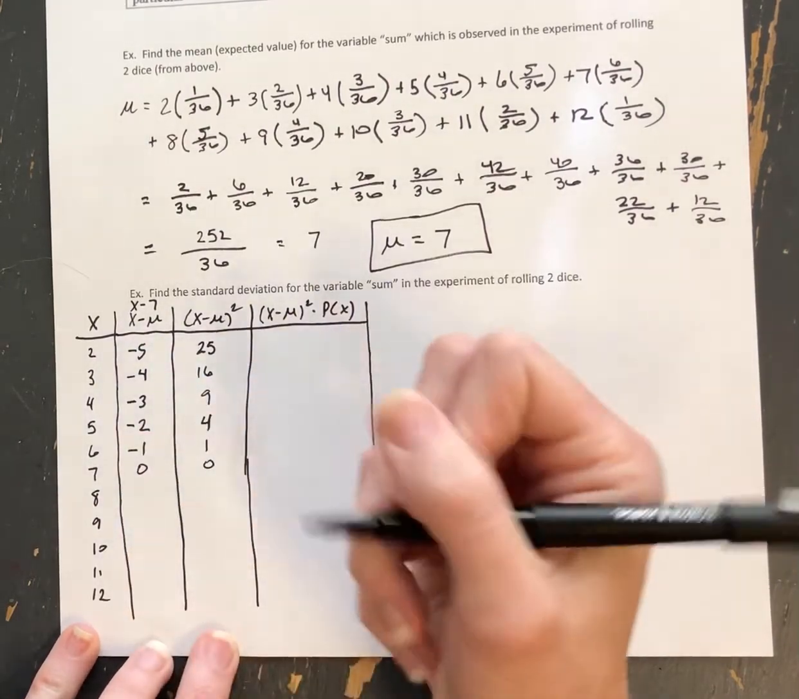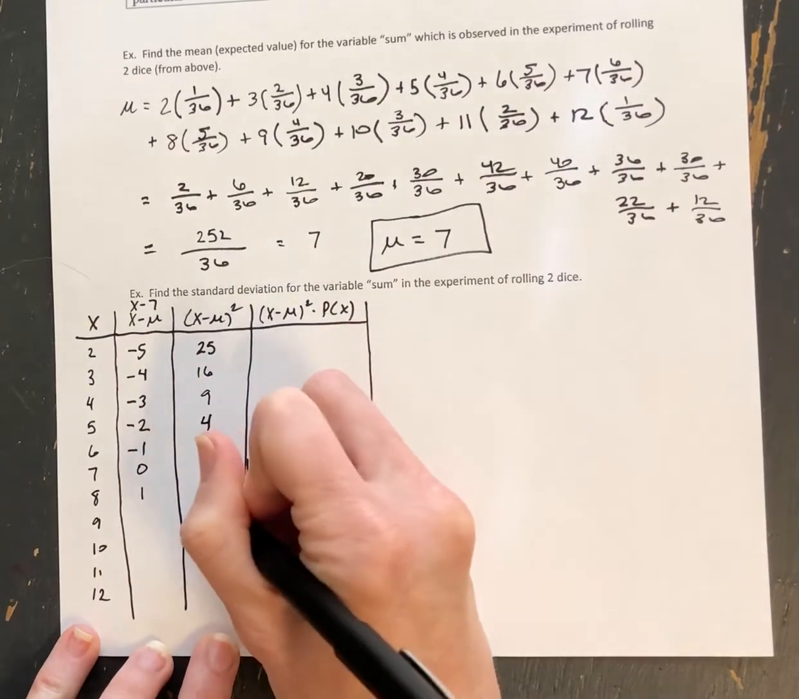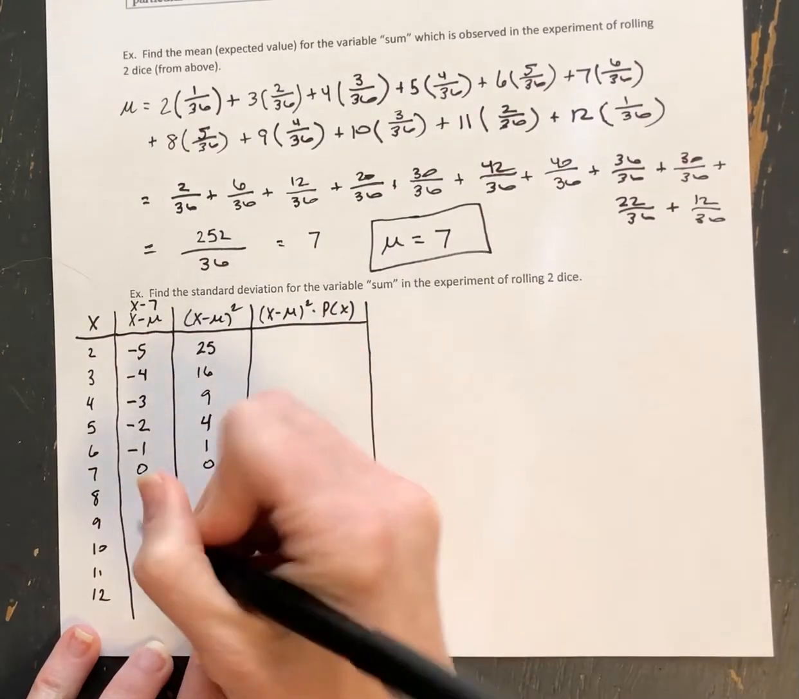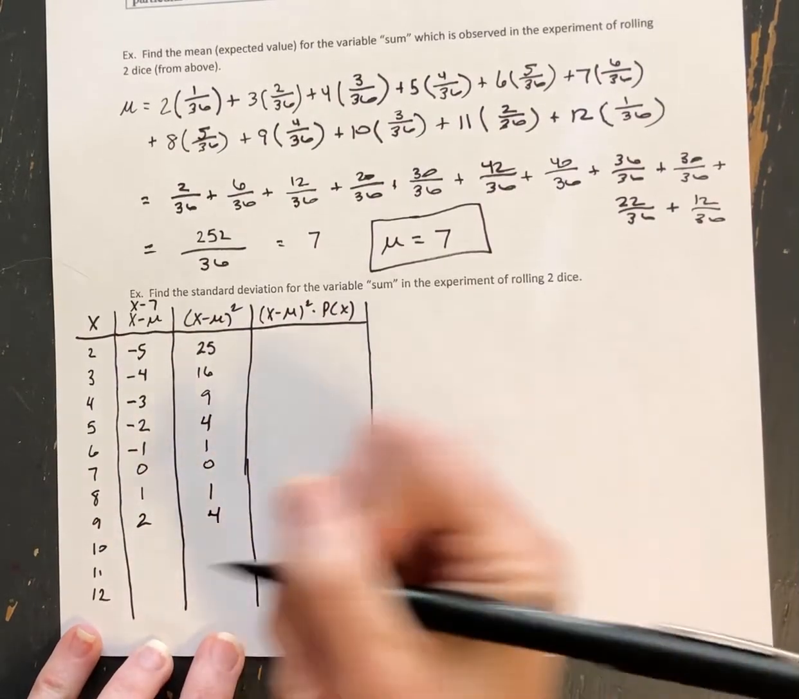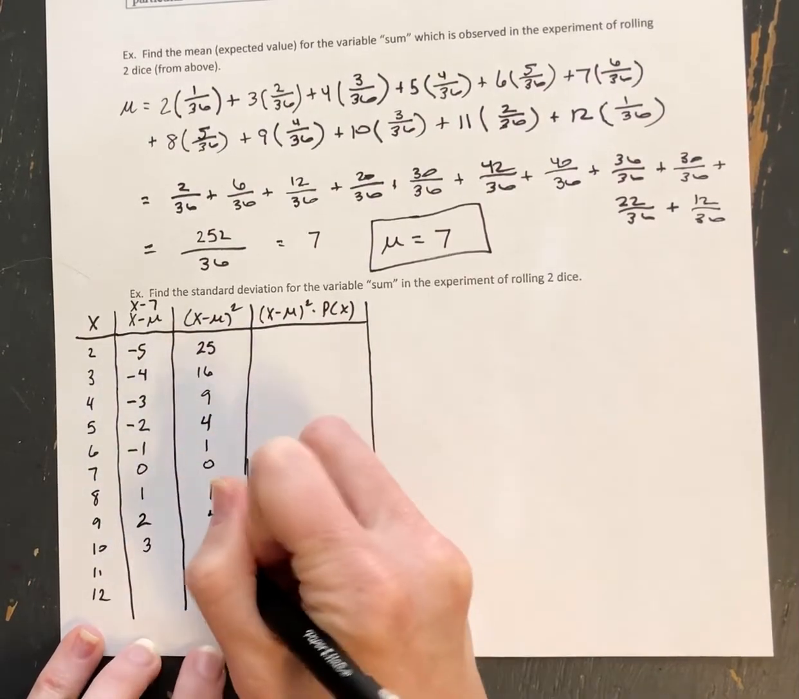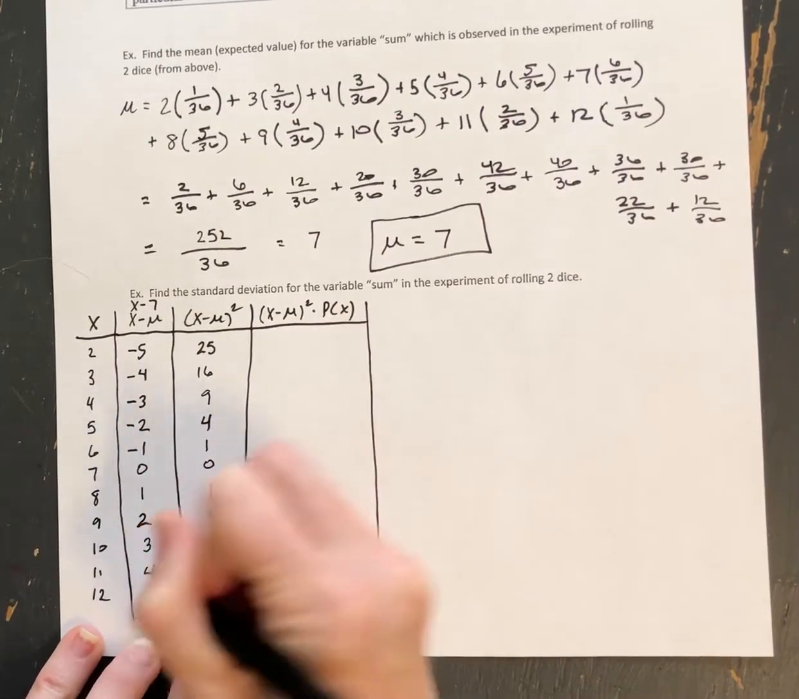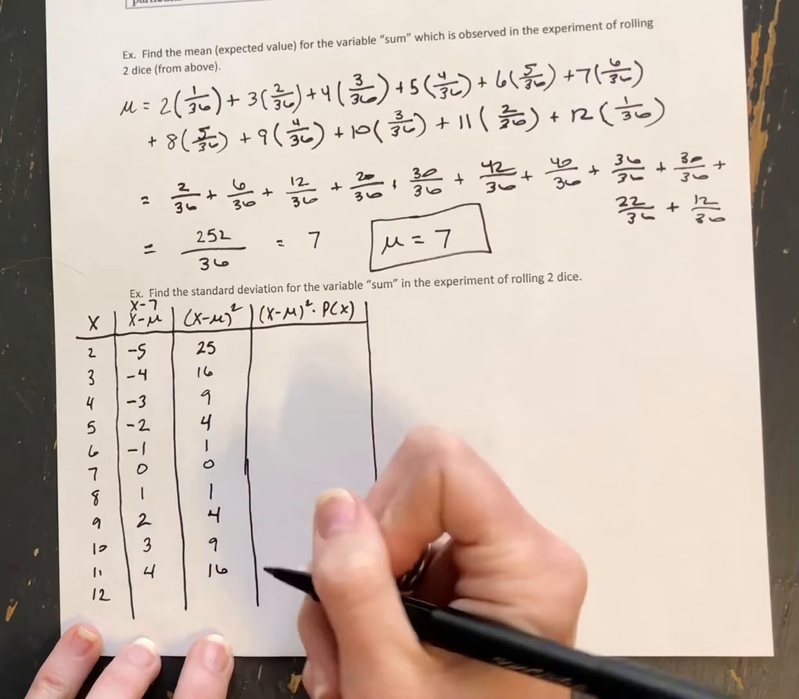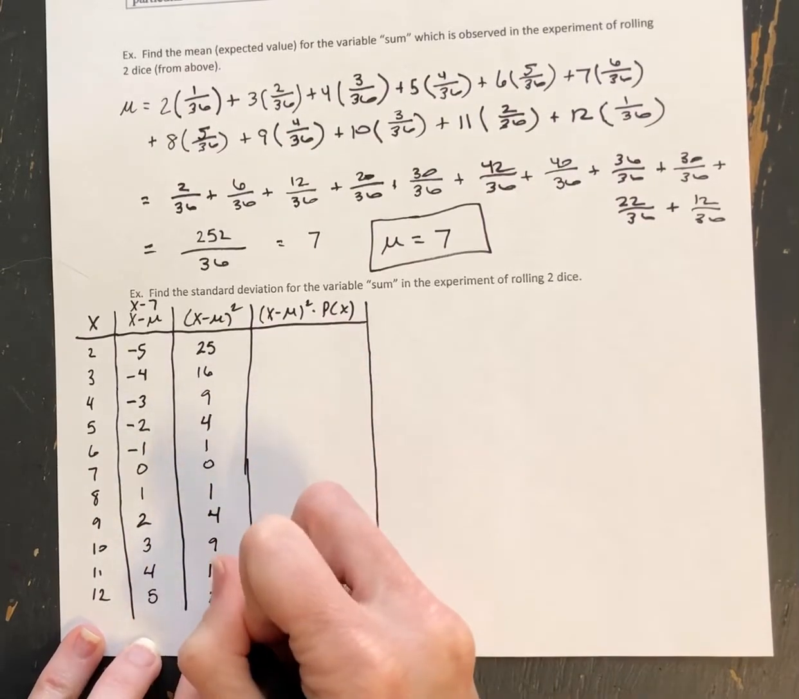And then we're going to continue. This one happens to fall in a pattern. 8 minus 7 is +1, squared is 1. 9 minus 7 is 2, squared is 4. 10 minus 7 is 3, squared is 9. 11 minus 7 is 4, squared is 16. And 12 minus 7 is 5, squared is 25.